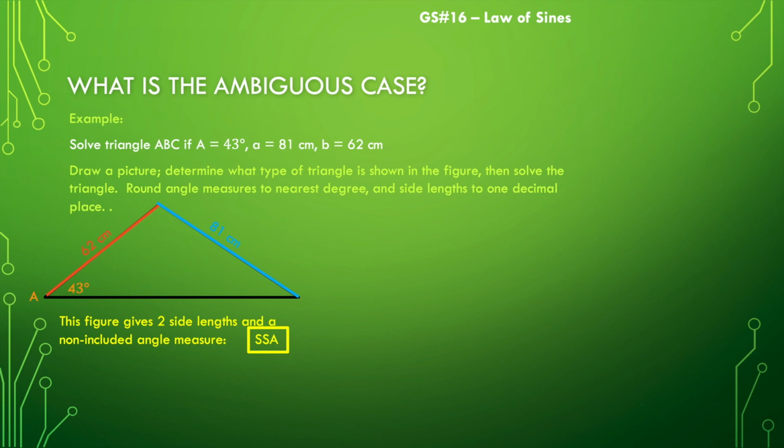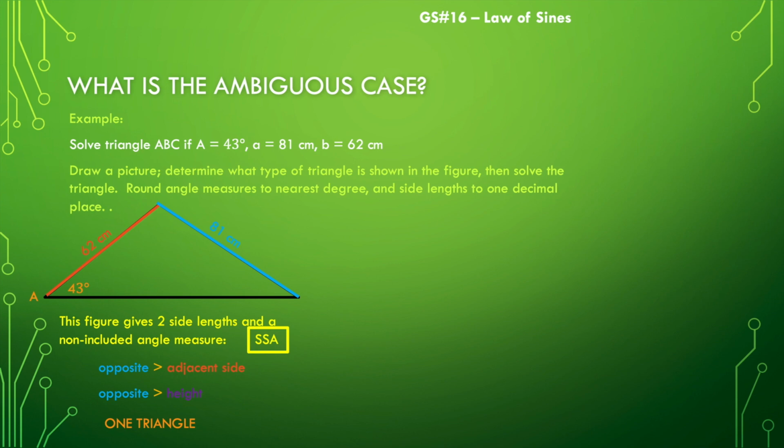So now compare that opposite side length to the adjacent side length. Notice that the opposite side is greater than the adjacent side, which means it will have to be greater than the height. If the opposite side is longer than the adjacent side, there's only one triangle that can be formed. So I'm going to go ahead and solve this just using law of sines. I don't need to worry about anything special happening.